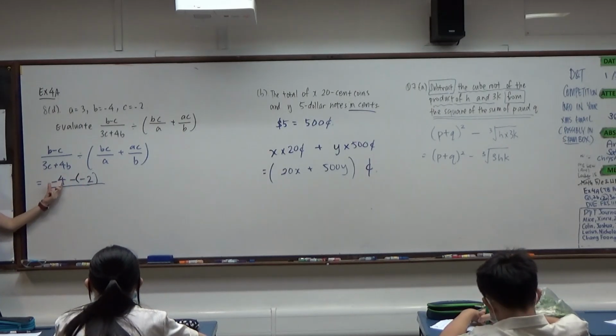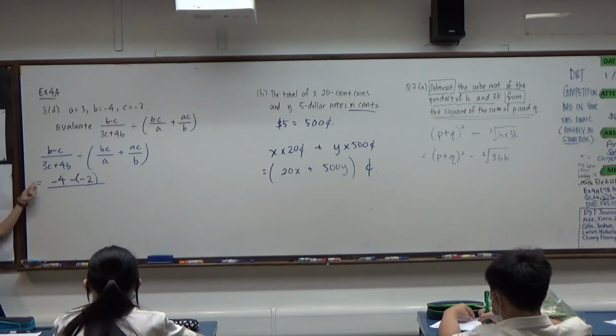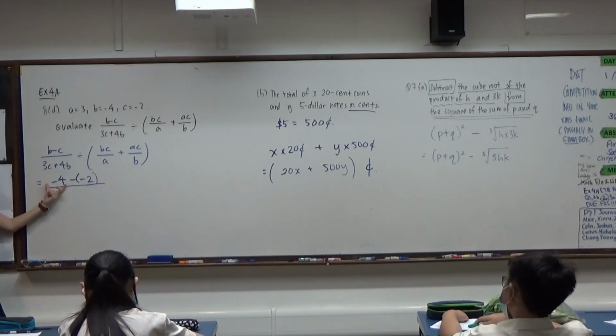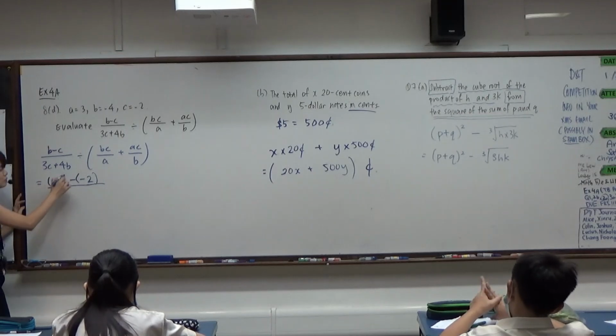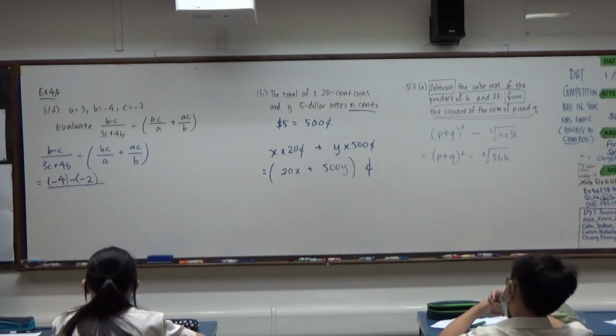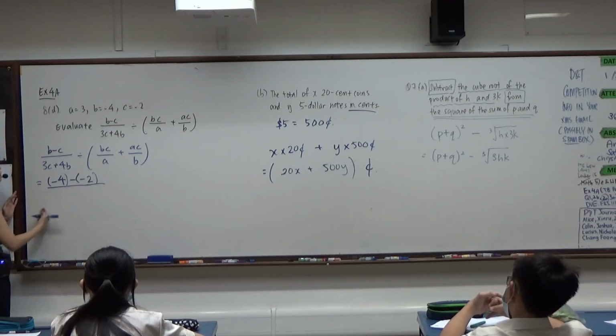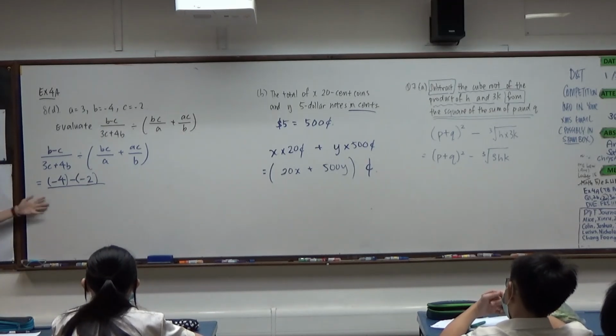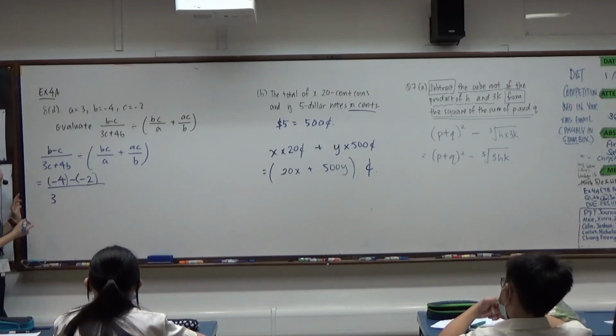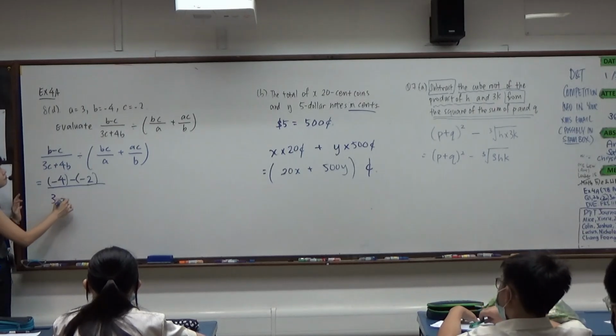Where this -4, it doesn't matter because in front of it is nothing else. You can put it without brackets. Or if you want to put brackets, it's also fine. Not an issue over here. Okay? Then at the denominator, what will you write? Okay, Colin, can you continue? 3, then I just put -2 like that.